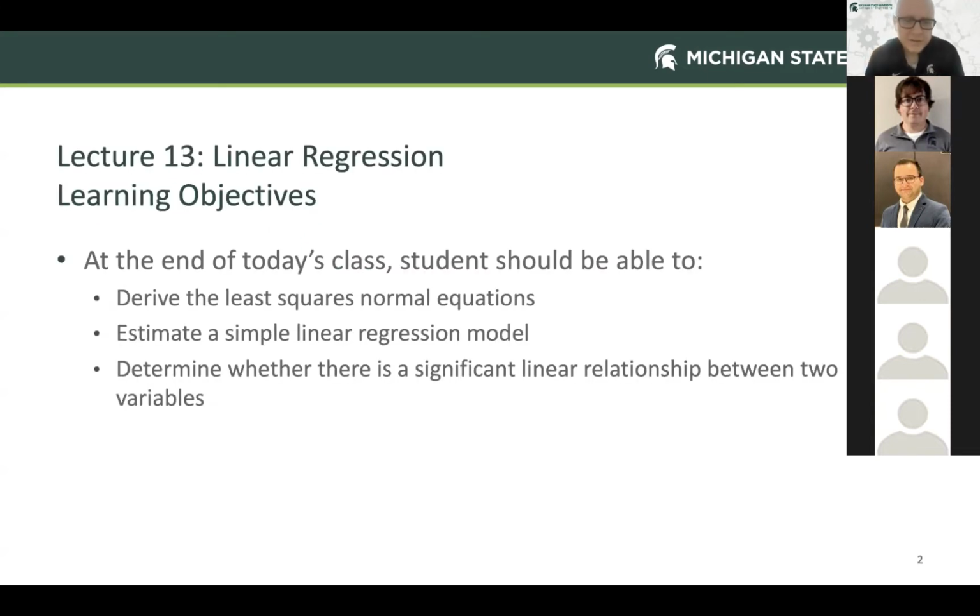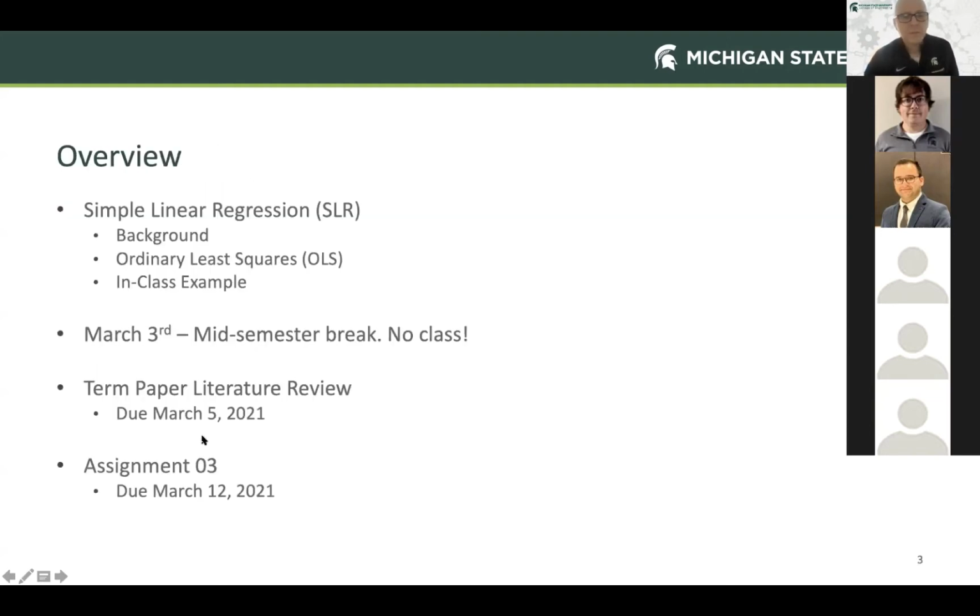And so at the end of today's lecture, you should be familiar with the least squares normal equations. You should be able to estimate a simple linear regression model, and then related to that, you should be able to determine whether or not there's a significant linear relationship, emphasizing the word linear there, between two variables of interest, okay? And so we'll start with just some high-level background on simple linear regression. We'll introduce the method of ordinary least squares, and then we'll go through some examples using a data set we've been working with over the past few weeks with some of the ANOVA exercises.